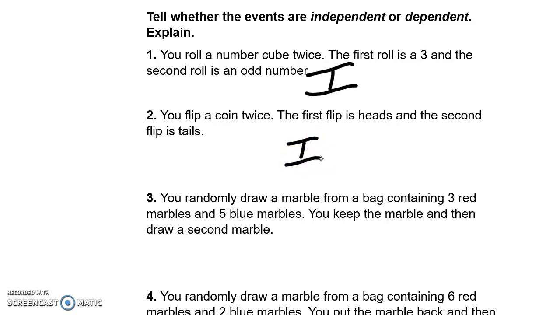Independent event. You randomly draw a marble that has 3 red and 5 blue. You keep the marble you drew and then draw a second. Well, because you took one out and you're not using it again, that one is dependent. And number 4, you randomly draw a marble, 6 red, 2 blue, you put it back, and then you draw a second marble. Well, since you put it back, you can use it again. That means it's an independent probability.